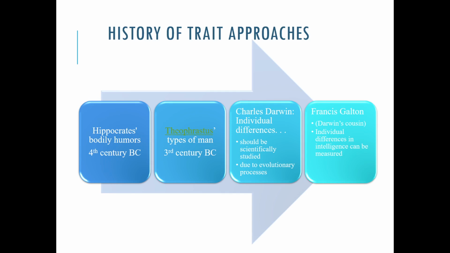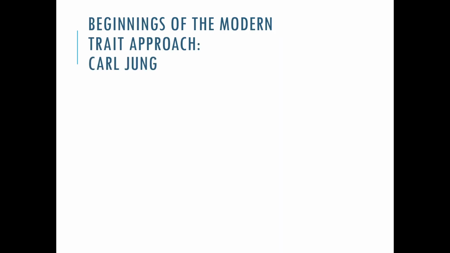So a little bit different from his cousin, Charles Darwin, who was just talking about traits and behaviors, Francis Galton said, I want to focus in on one specific kind of trait, and that's intelligence. And we should be able to measure these individual differences that exist.